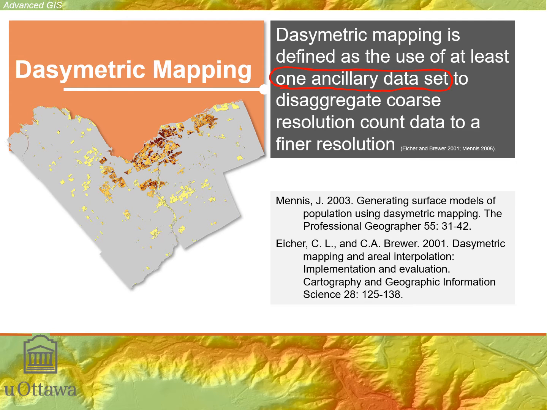An ancillary data set means a data set that is used with your source data set to focus, like a lens, spatially where the thing that you're observing can or cannot be found in space. So it disaggregates coarse resolution data to a finer resolution. So it's a disaggregation technique.